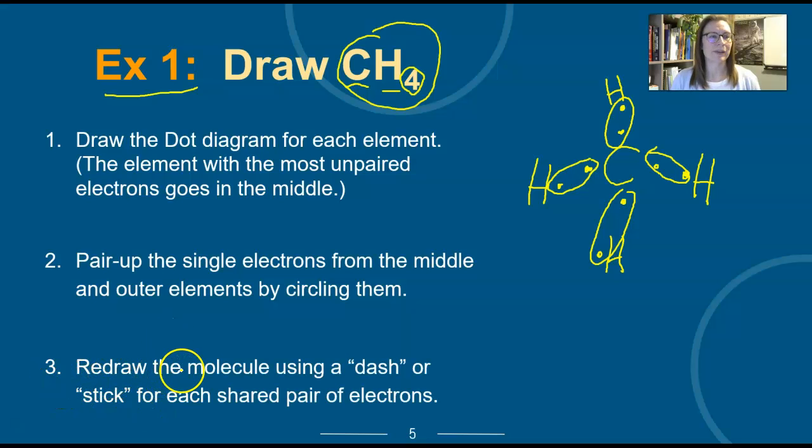And lastly, we redraw the molecule using dashes or sticks instead of these circles. Okay, so now I have carbon, and this is going to look a lot neater now. Okay, there's my bonds between my carbon and hydrogen. All right, and so that's my last step. These are the 2 things you should have drawn. Under example 1, you should have this part and then this final part.